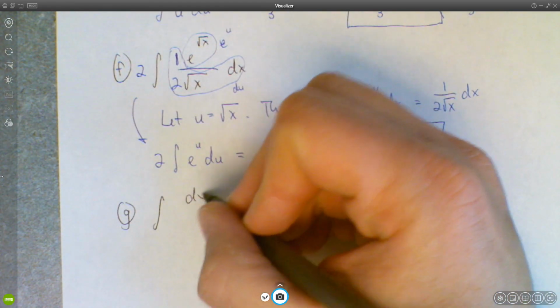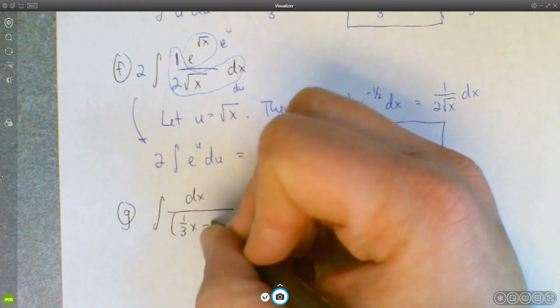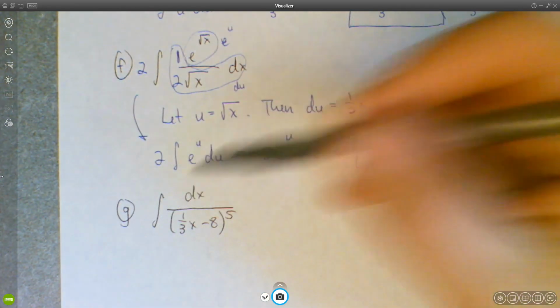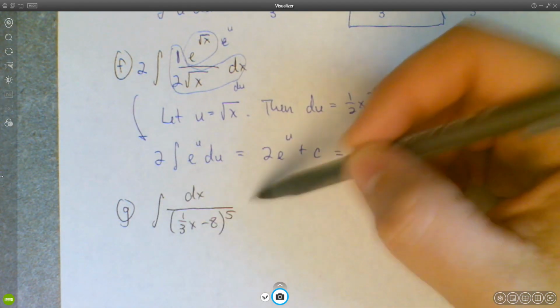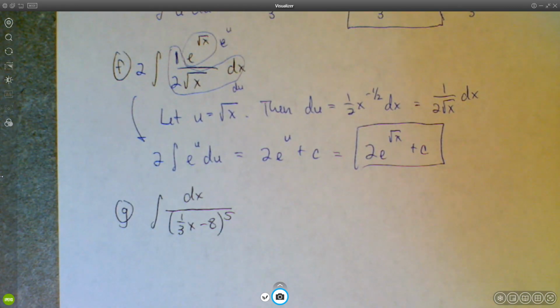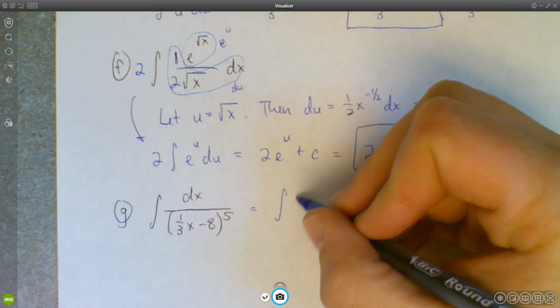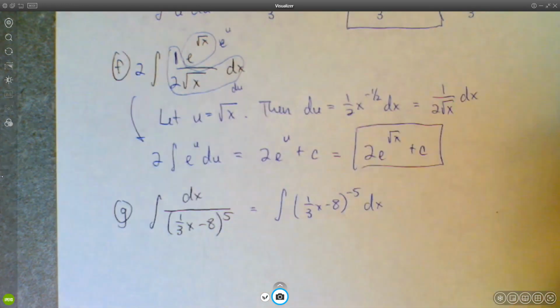Let's do dx over (1/3 x minus 8) to the 5th power. Don't get too worried about this dx up in the numerator. This is just the same thing as 1 over this stuff times dx. It's exactly the same thing, so don't get too nervous about that. Here's what I'm thinking about this one: (1/3 x minus 8) to the negative 5 dx.